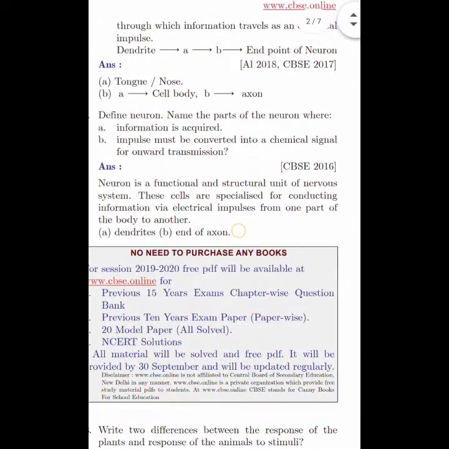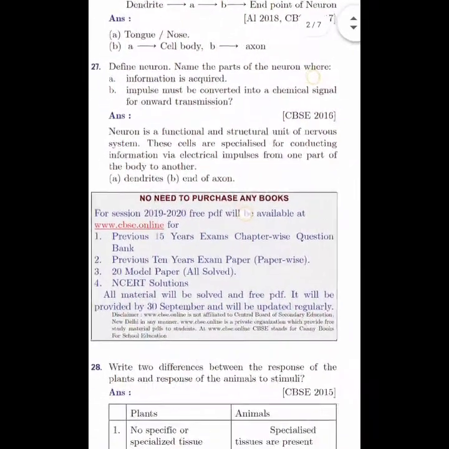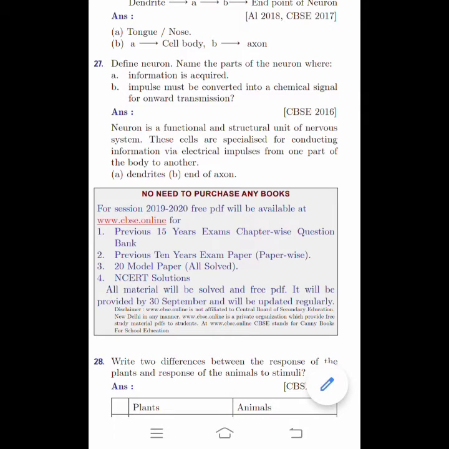So here they have given the flow chart, just you can see it here, children. Through which information travels as electrical impulses. Dendrite, so they have given that it flows from dendrites to A to B and B to the end point of the neuron. So you have to tell me what A and B are. So here A is cell body. So dendrites are attached to the cell body. So from dendrites the nerve impulses or electrical impulses move to the cell body. From the cell body, what is B? That is axon. It moves to the axon and then to the end point of the neuron.